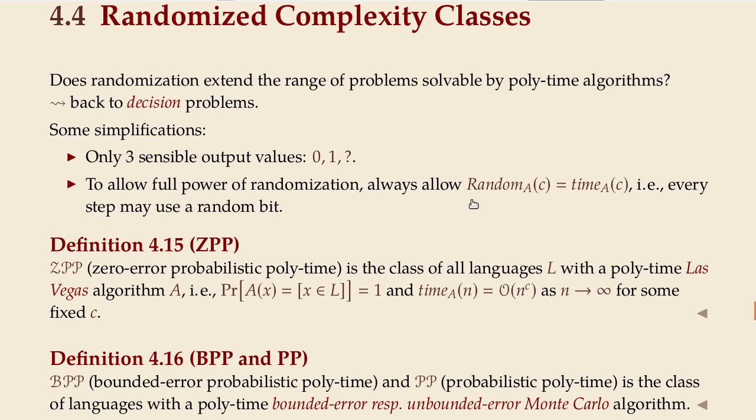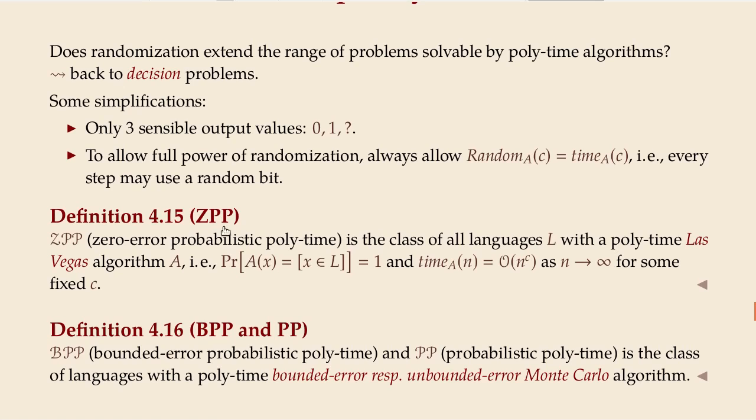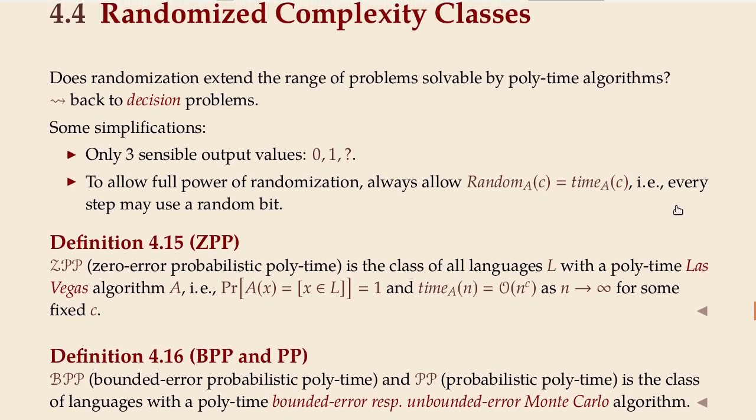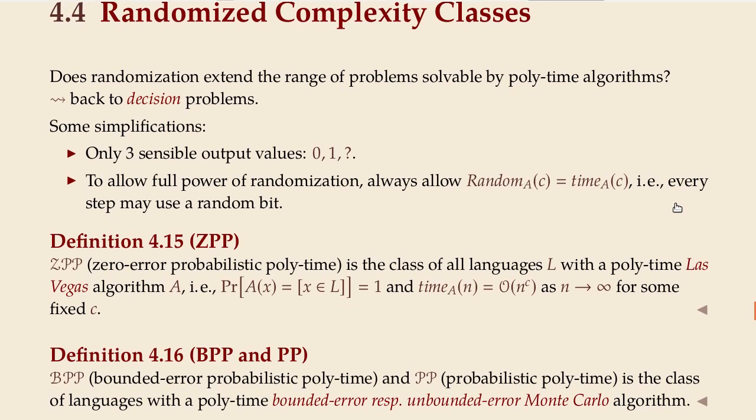And you can show that in terms of complexity theory, it doesn't help a lot if the randomness is very small. So we just assume that every single step in the computation draws a random bit, even though it might not need that. It just makes the definitions a bit simpler. Then we have 3 different classes of languages which correspond to the 3 different types of randomized algorithms that we've introduced up to now.